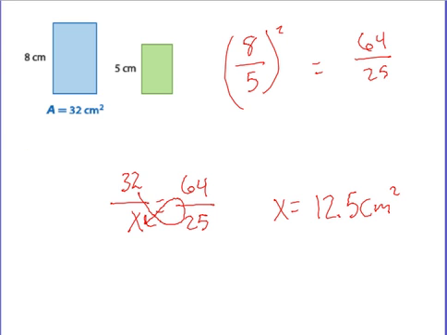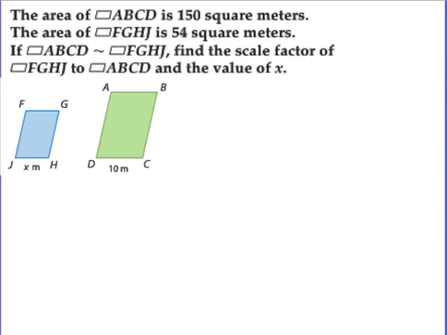All right, the second half of the lesson is doing the reverse: given the areas, can we find the missing side length? It's basically the same type of procedure, but we're just going to find a different part of the proportion. The area of ABCD is 150 square meters, and the area of FGHJ is 54 square meters. So we'll just set that up as a ratio, 54 over 150.